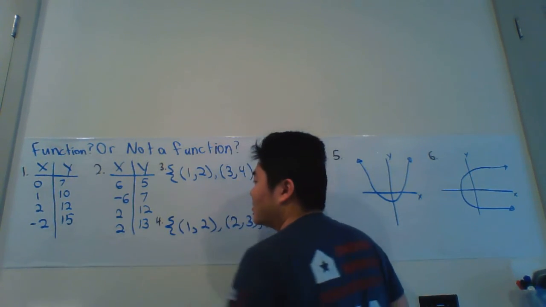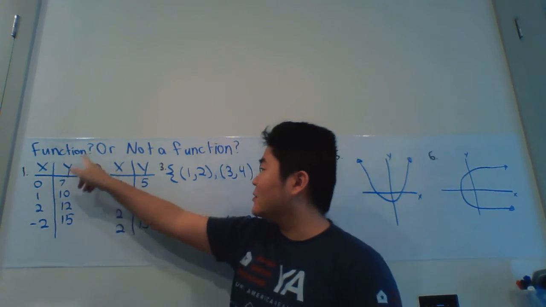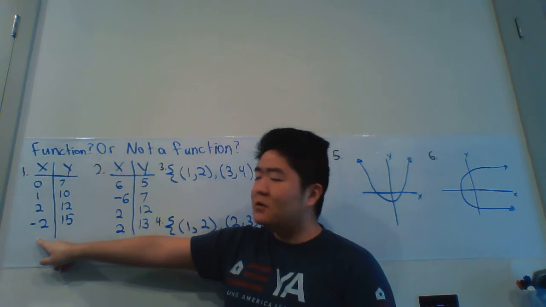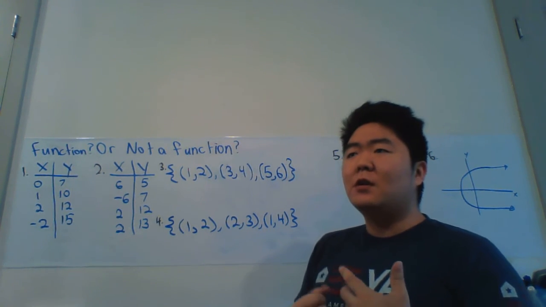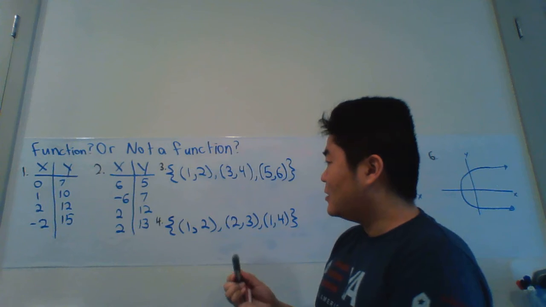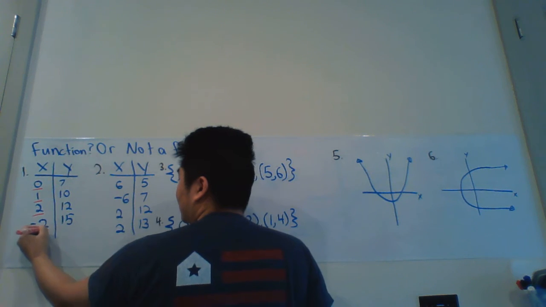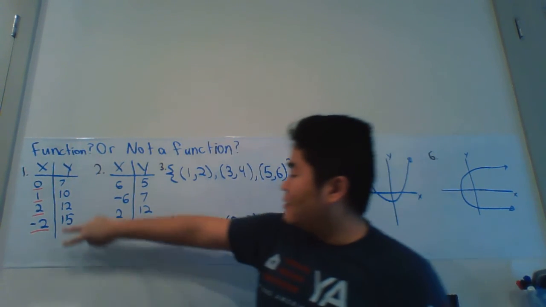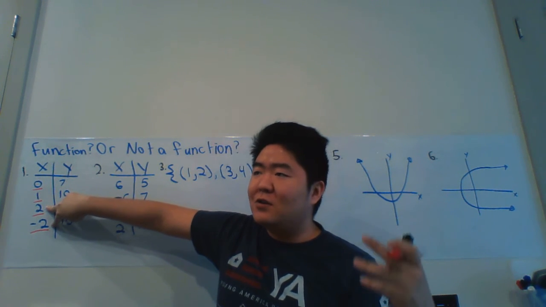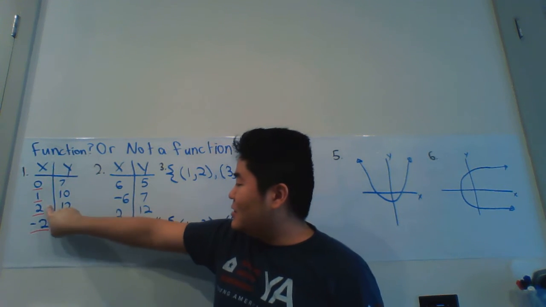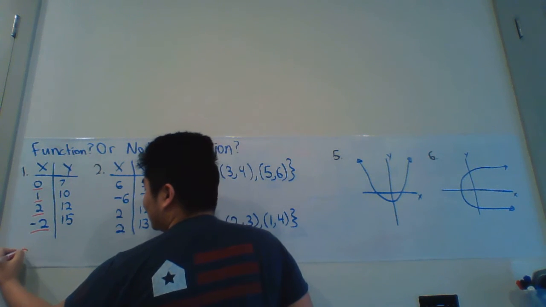We've got number 1 here. If you're looking at a table and you want to figure out if it's a function or not, all you really have to do is look at the x column. What you're looking for is whether a number is repeated or not. I have 0, 1, 2, and -2. You can see this 2 and this -2. While they are 2's in a sense, these are still different numbers because one is negative. So in that case, yes, this is a function.